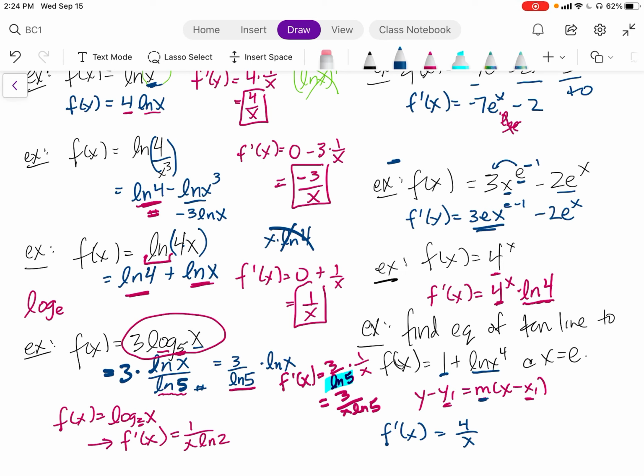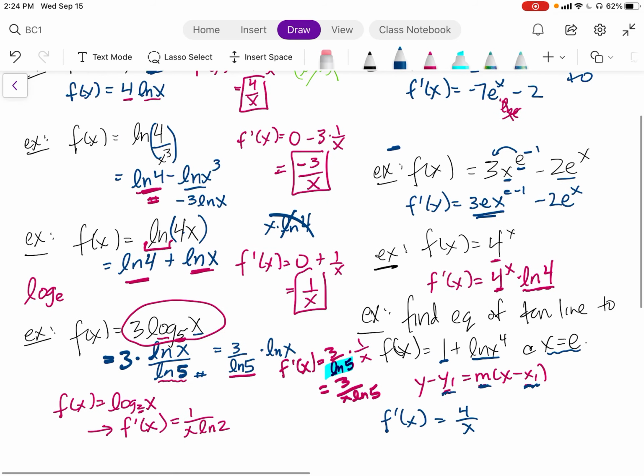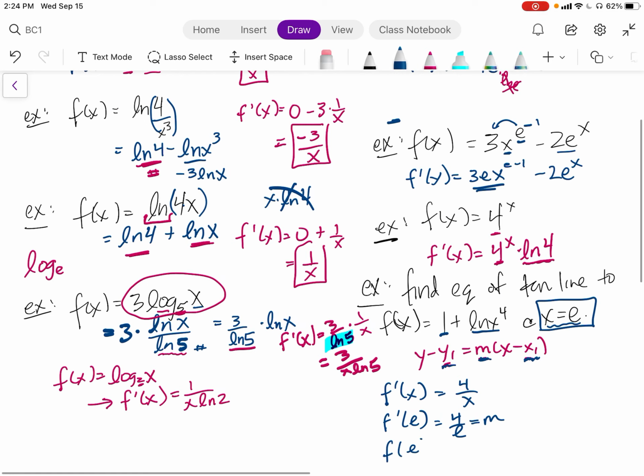Now, this tells us it's at x equals e. So I actually do have x1, but I don't have my y1 yet. And I don't quite have my m because I still need to substitute e. Okay, f prime of e is just your m. Whatever x they give you, you substitute that into the derivative, that's your m. So we also have x1, but we still need our y1. Well, that is simply the original function evaluated at e.